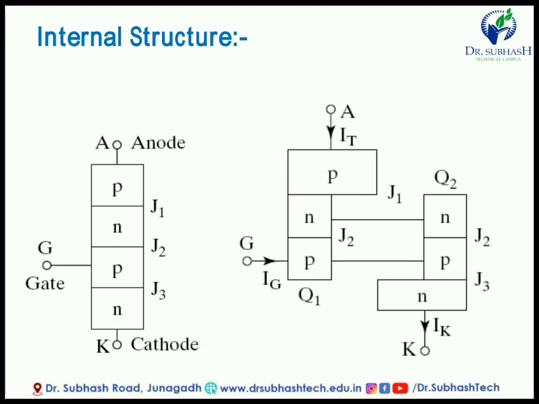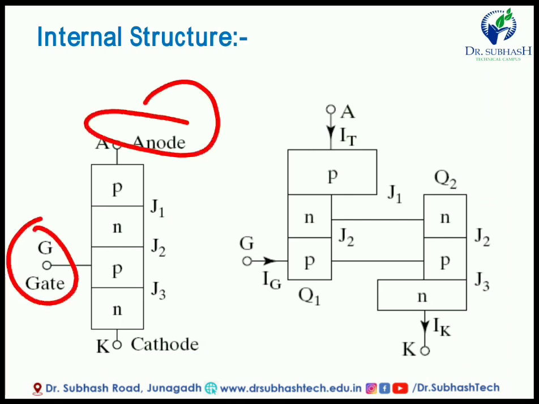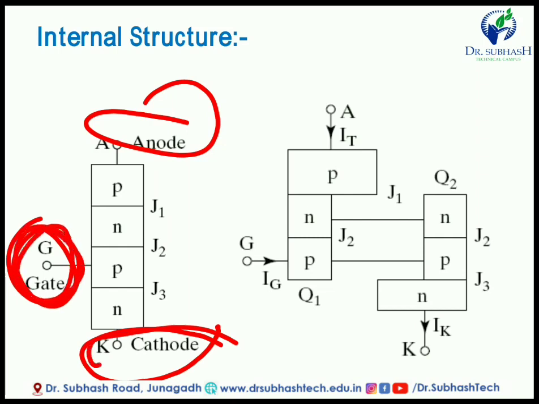Now let me discuss the internal structure of SCR. In the previous slide we discussed the anode, gate and cathode. According to the gate terminal current, the conduction from anode to cathode differs. The current flowing from anode to cathode totally depends upon the gate terminal. Whenever we apply some gate current, it triggers, and then the anode current will flow from anode to cathode.